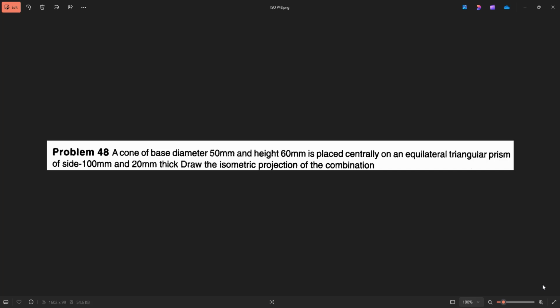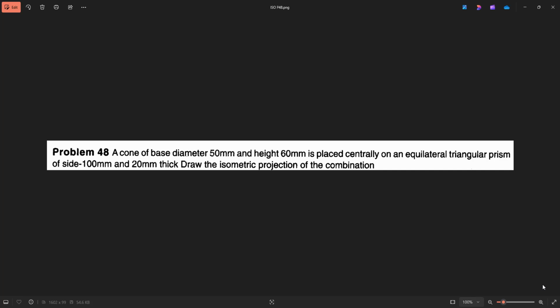Hello students, today we are going to solve an isometric projection problem. It is question number 48 in the question bank. A cone of base diameter 50 mm, height 60 mm is placed centrally on an equilateral triangular prism of sides 100 mm and 20 mm thick. Draw the isometric projection of the combination.